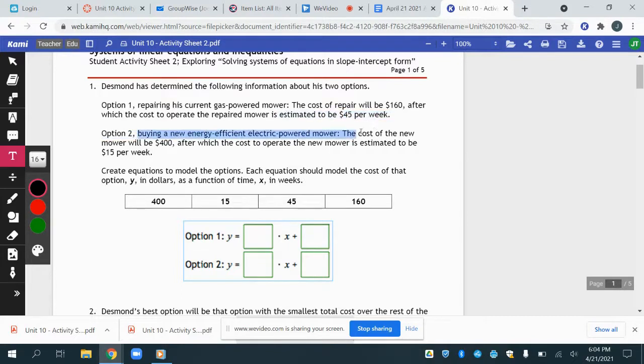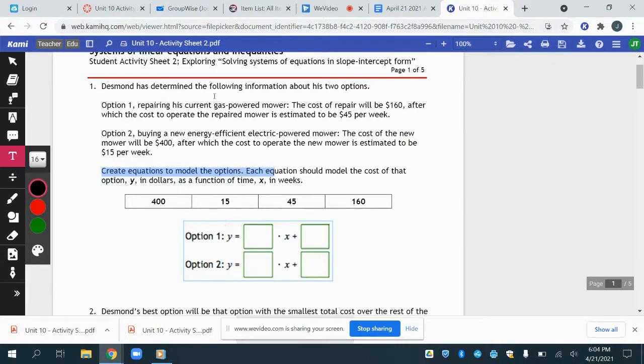The other possibility, we have to pay $400 to buy a new mower, but you're only going to pay $15 per week because it doesn't waste as much gasoline, doesn't require as many repairs because it's brand new. So we can use the old one and repair it, or we can buy a new one and pay less for gas per week. Create an equation for each of these.